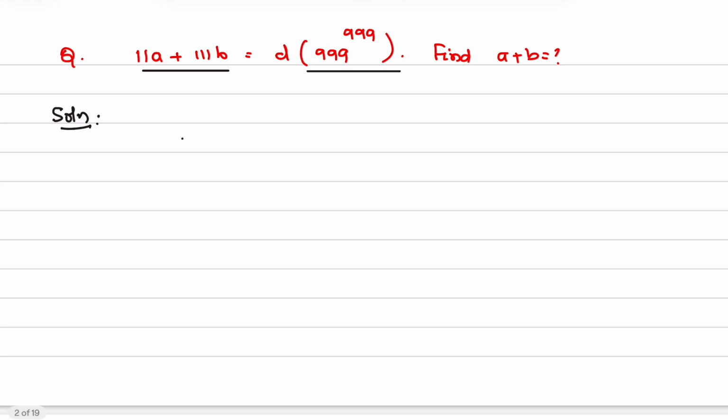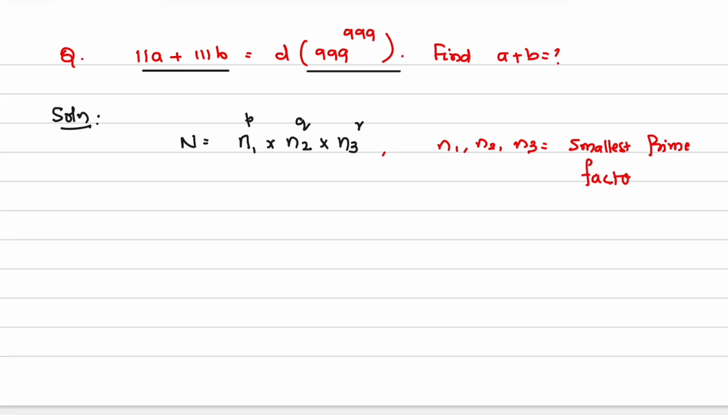If n is a number, it has got a form n1 to the power of p into n2 to the power of q into n3 to the power of r, where n1, n2, n3 are the smallest prime factors for this particular number.